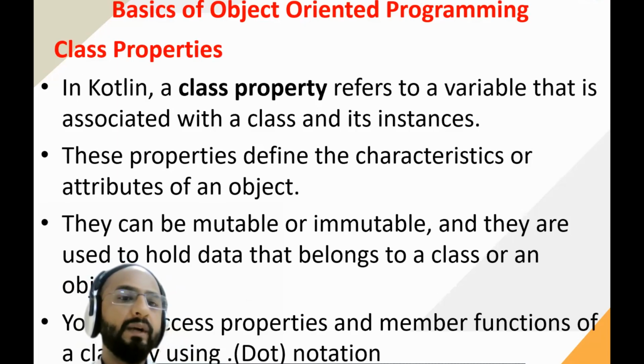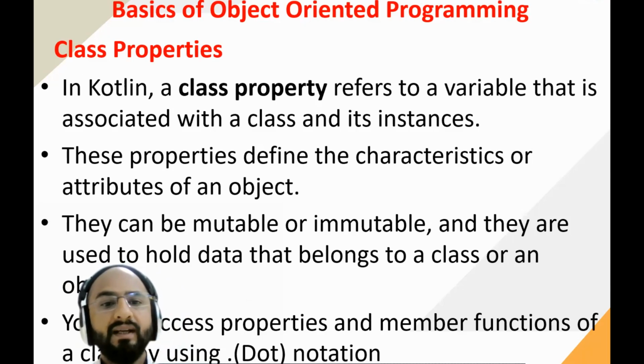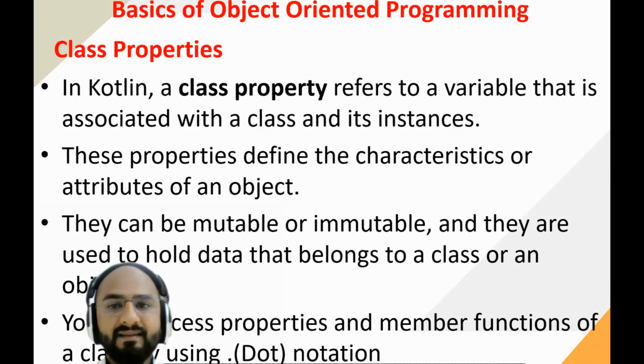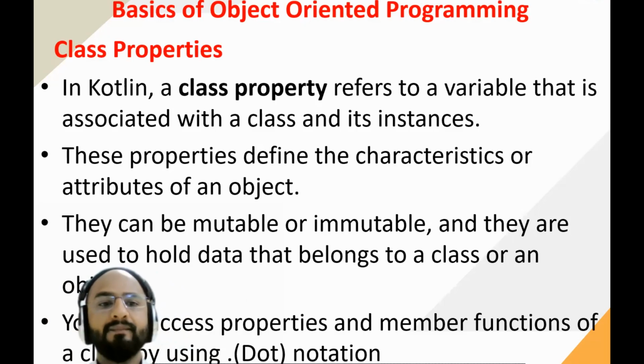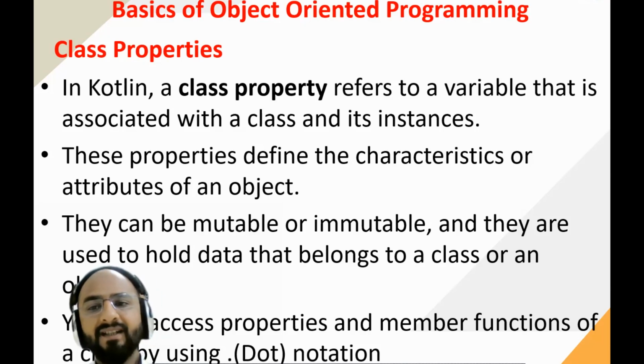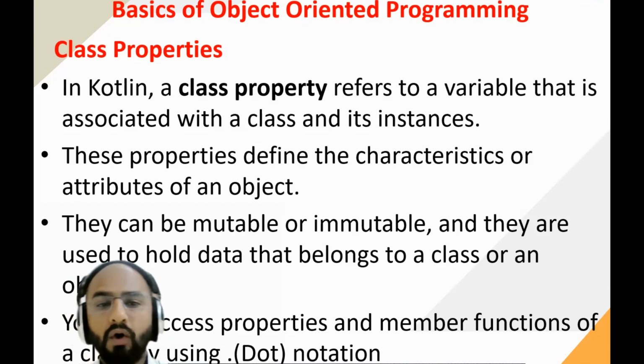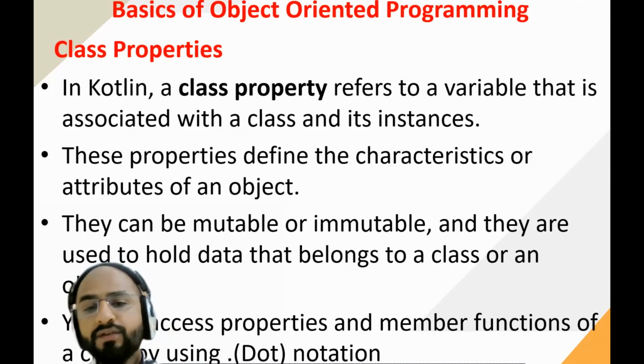Say for example, class properties. In Kotlin, a class property refers to a variable that is associated with a class and its instance. So when you are creating a class programmatically, and in that class you are creating a variable, that variable is called a class property. So when you are creating a variable in the class, that variable is called class property. These properties define the characteristics or the attributes of an object. This is a very important point.